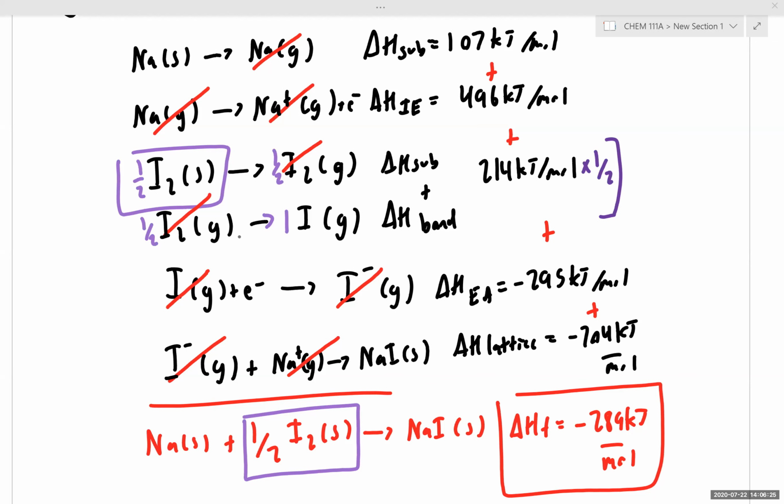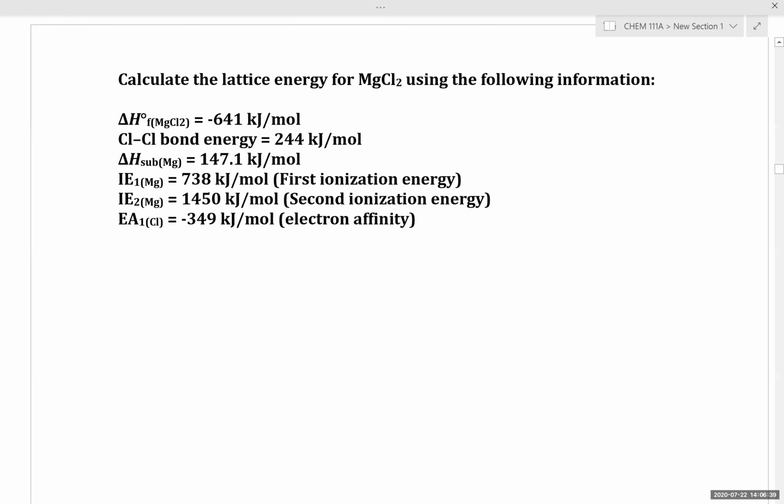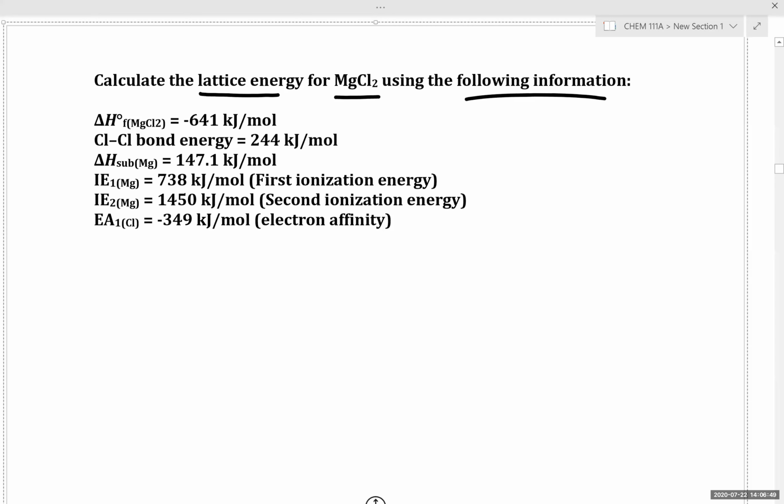So we've seen an example, we've worked on an example. Let's apply what we've learned, and let's attempt a capstone example. I'd ask you to calculate the lattice enthalpy for magnesium chloride using the following information. The only thing that's new about this problem is that this time we have 2 ionization energies for magnesium, and you'll have to figure out and recall our equations for the first and second ionization energy.